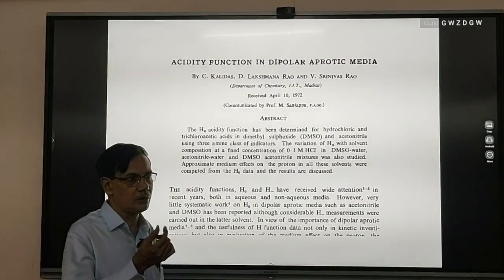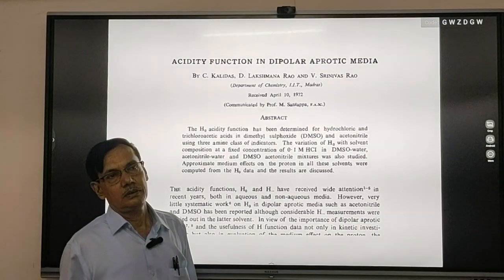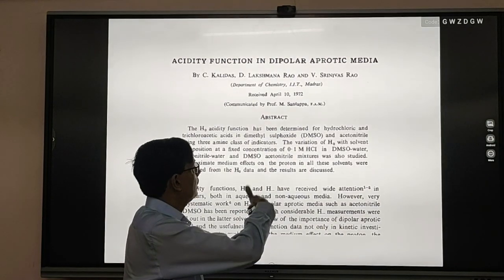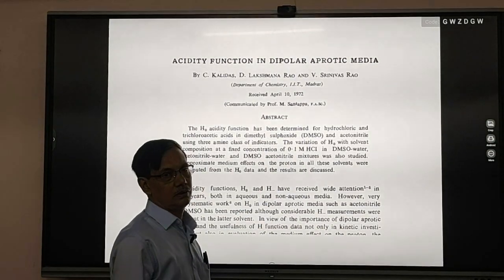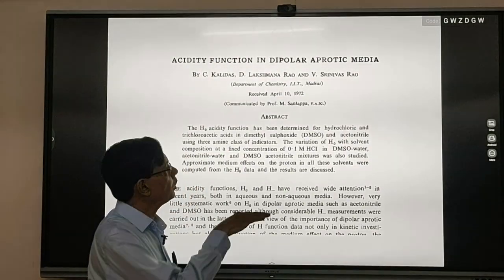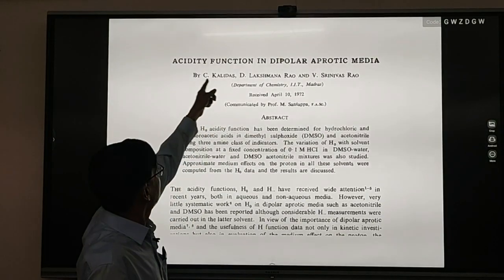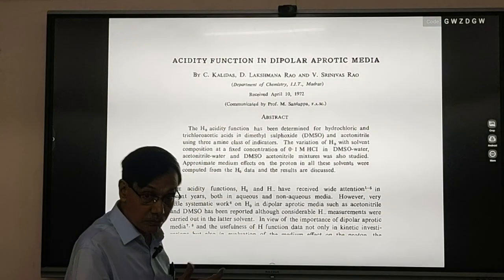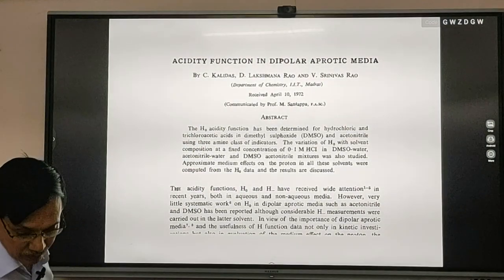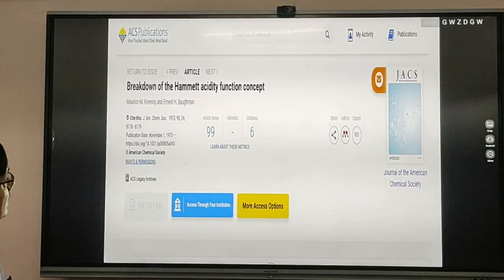Sometimes you want to determine the acidity function of a compound which is not soluble in water. Then what happens? Suppose you need some protic or dipolar aprotic solvent. So the acidity function also depends on the solvent. This Chetty Kalidas actually derived or determined the acidity function in some solvents also. These are all research-oriented topics. I am coming to the student point.